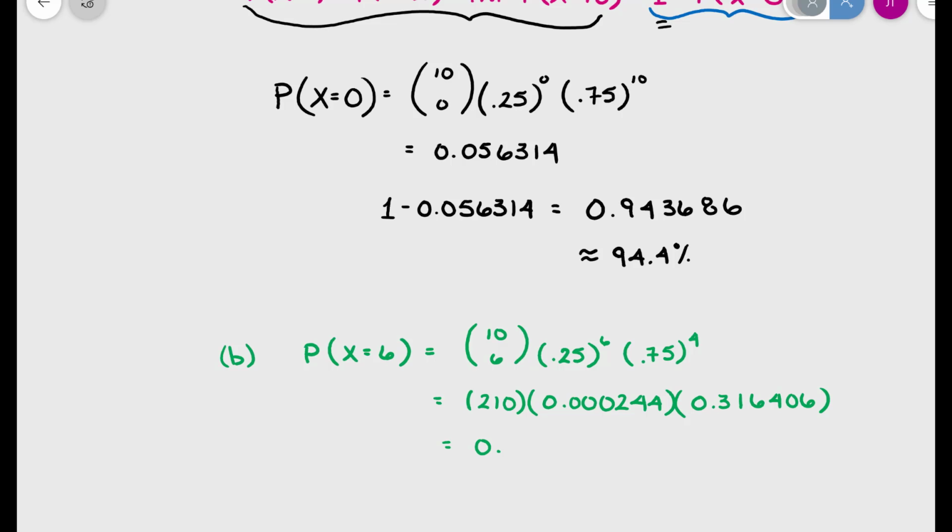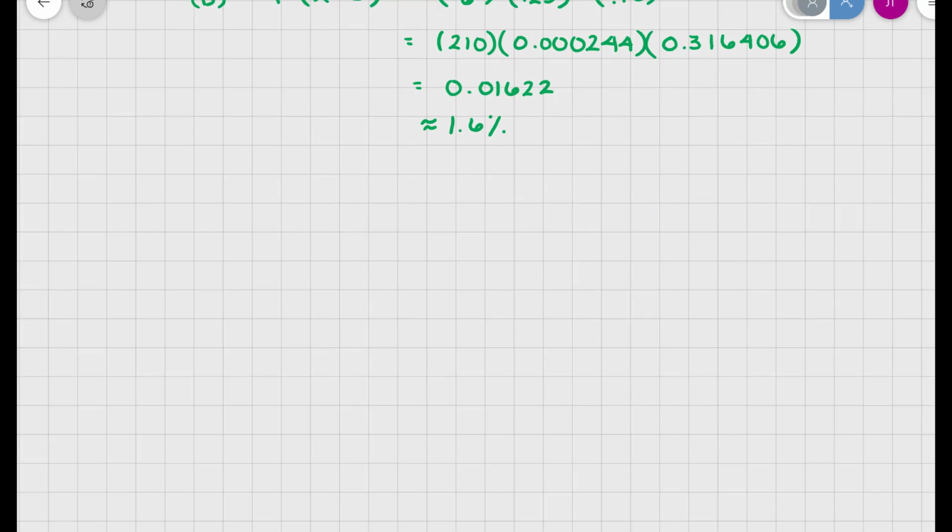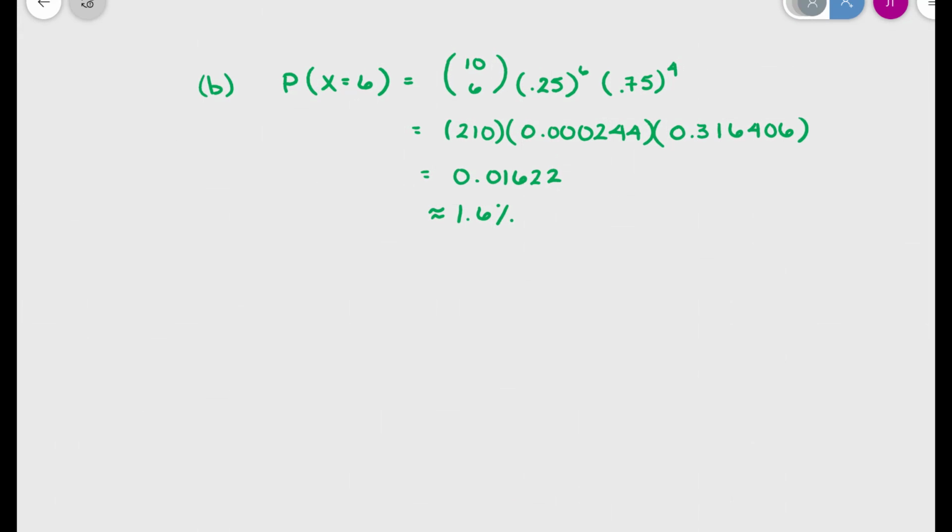we get 0.01622, which means there is a 1.6% chance approximately that this individual will receive a passing grade if they guess on every single question. This means that they have a 1.6% chance that they'll get at least a 6, or that they will get a 60% on the test. Part C looks at the probability that they will get a 90 or better.